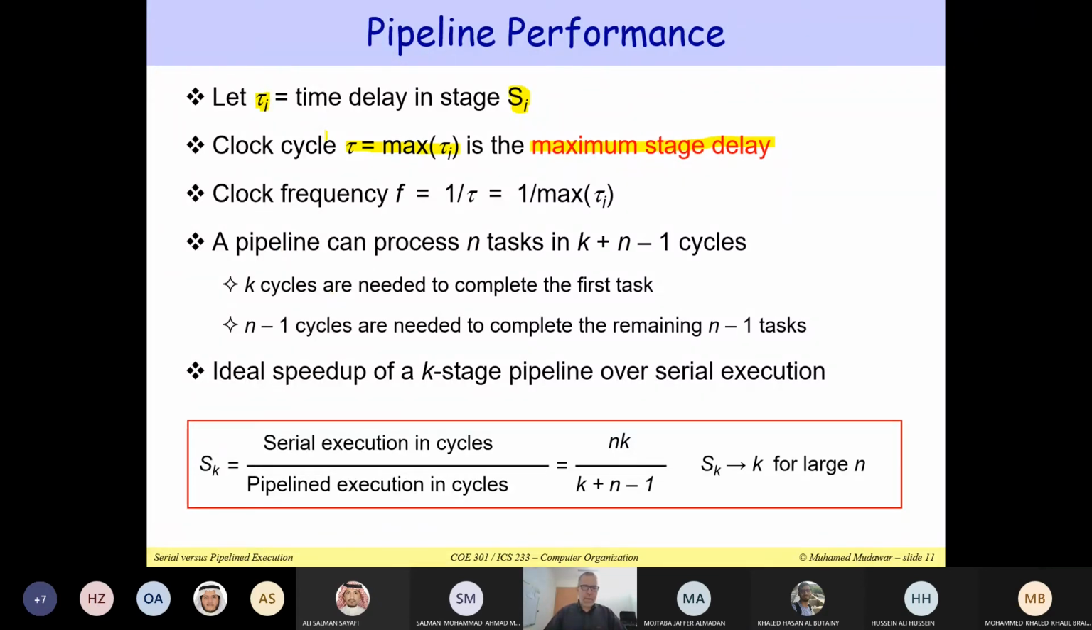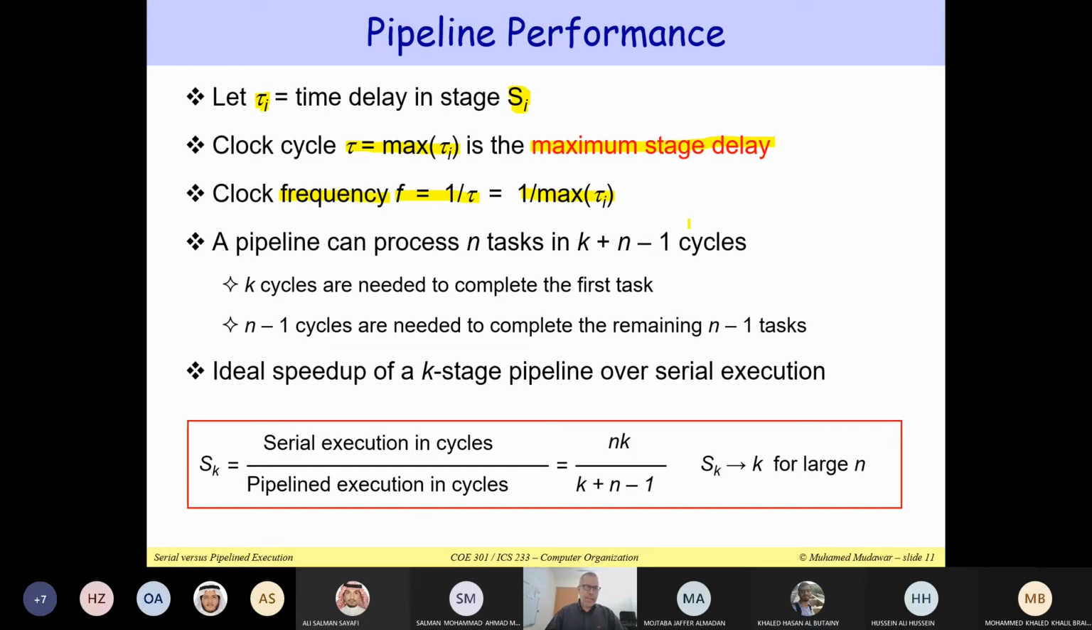Right, so we can look here at the maximum stage delay, which is tau, the maximum tau sub i, and this will define the clock cycle. If I would like to find the clock frequency, the clock frequency F is just 1 over tau, which is 1 divided by the maximum tau sub i.